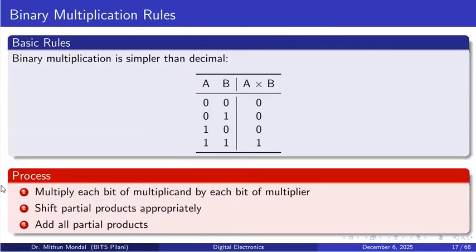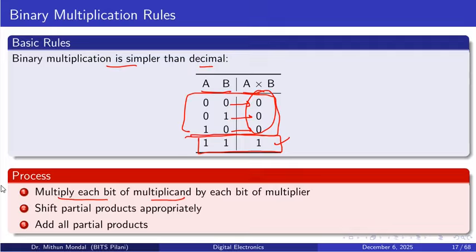Now we will do the multiplication. Binary multiplication is simpler than the decimal process. Here we have two binary numbers a and b that we are going to multiply. 0 cross 0 is 0, 0 cross 1 is 0, 1 cross 0 is 0, and only 1 cross 1 is 1. So anywhere where 0 appears, the result will be 0. The process is to multiply each bit of the multiplicand by each bit of the multiplier, shift the partial products appropriately, and add all the partial products. We will see this process in an example.